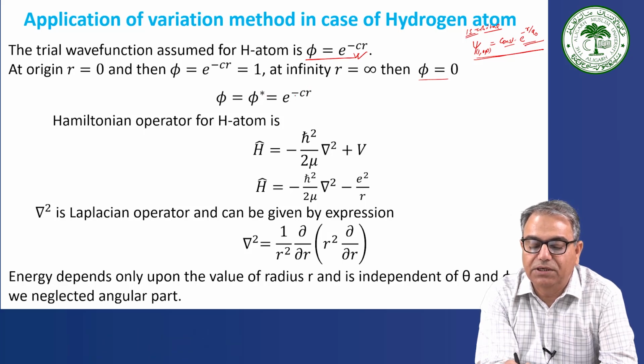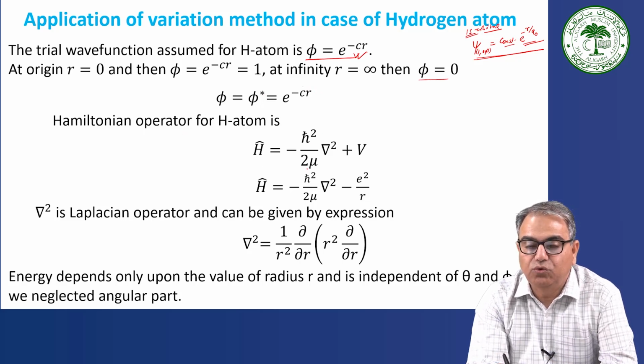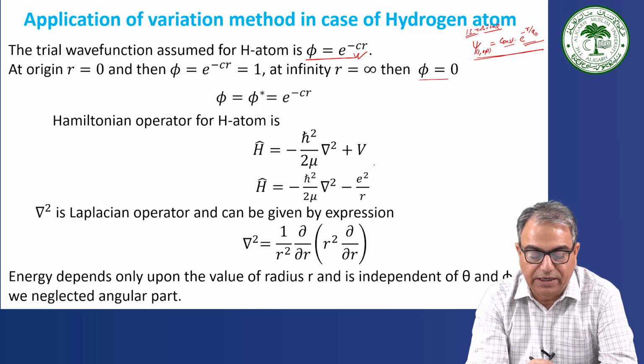So now phi, if known, then the complex conjugate, we do not have an i value, so the complex conjugate will be the same, exponential minus cr. These are real functions. And the Hamiltonian for hydrogen atom is minus h cross square divided by 2 mu del square plus V, that you know, and then in hydrogen atom you have the potential energy minus e square by r, that you know. So the Hamiltonian you can write.